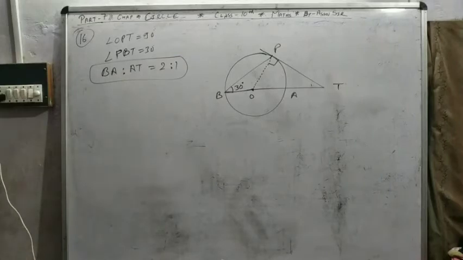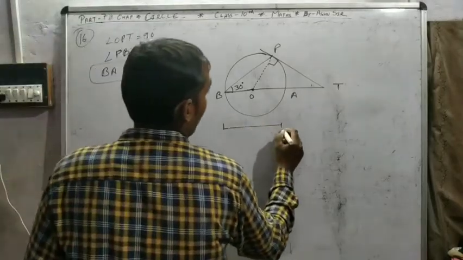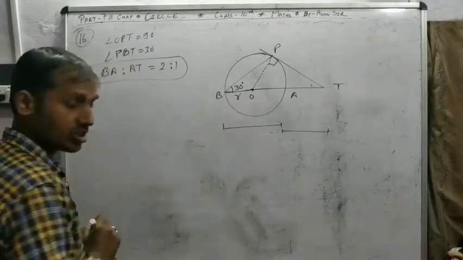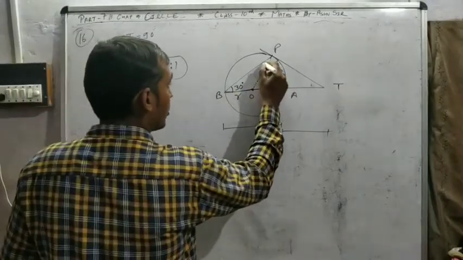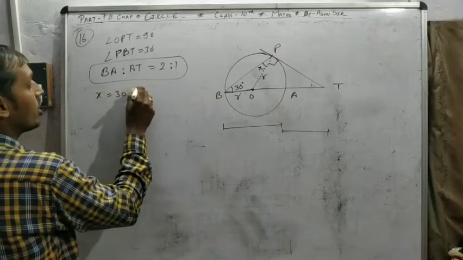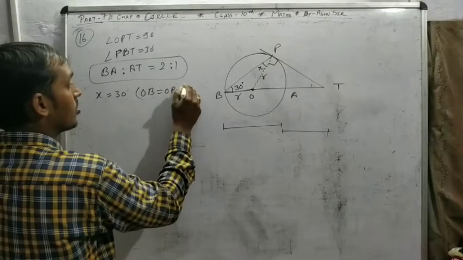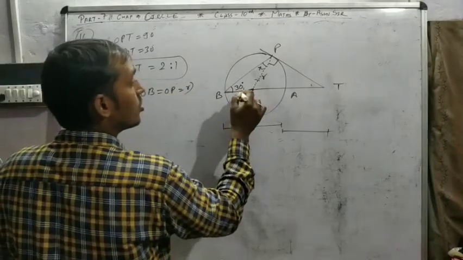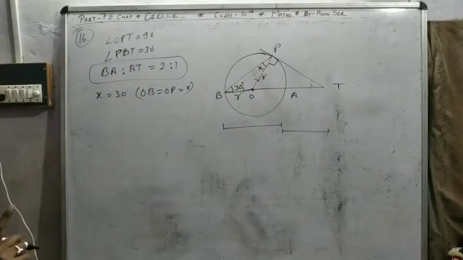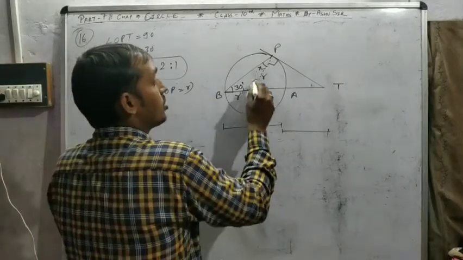Very good. Let's see how we solve it. BA is this and this is AT. This is R, this is R. Suppose this angle is X. So X is equal to 30 degrees because OB is equal to OP, radii are equal, so the angle opposite this side is also equal, 30 degrees. Okay, then what's the value of this angle?